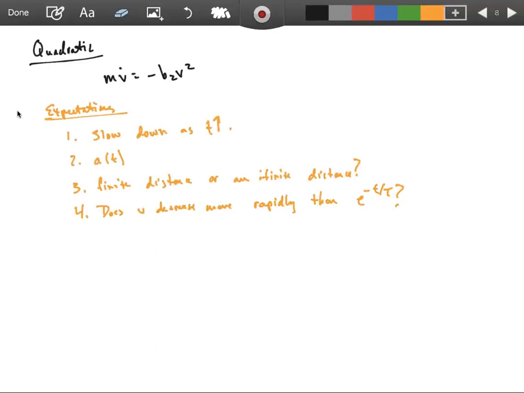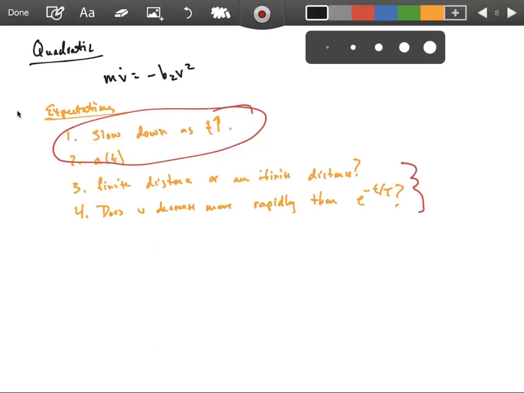But again, the two things we can say for certain are these: it is going to slow down, it is going to stop at some stage, and the acceleration, of course, will be time dependent. But it's hard to say these two things: is this going to slow down more rapidly or less rapidly than the previous linear case? And is it going to go a finite distance or an infinite distance? So let's find out. Cool, let's start looking at this.